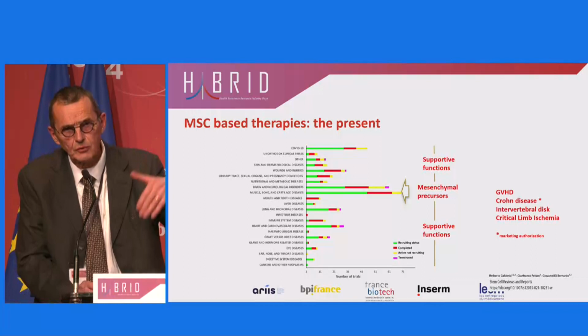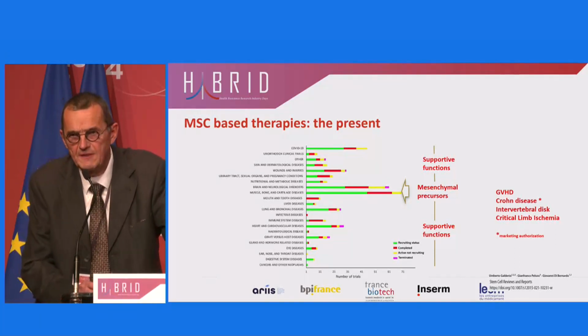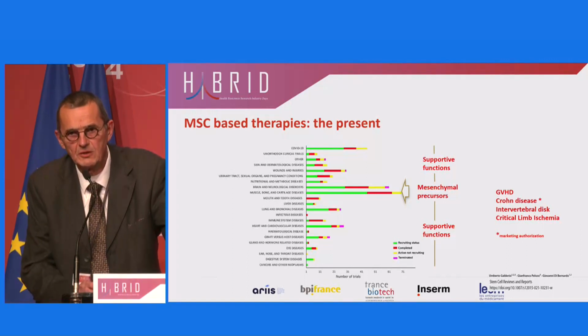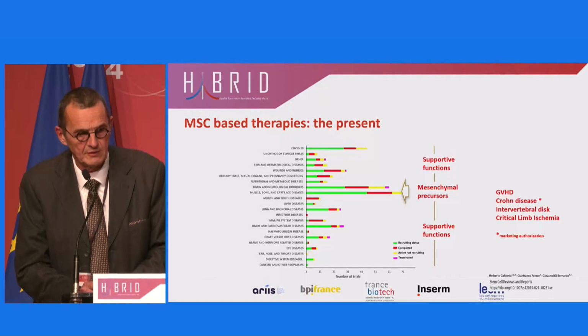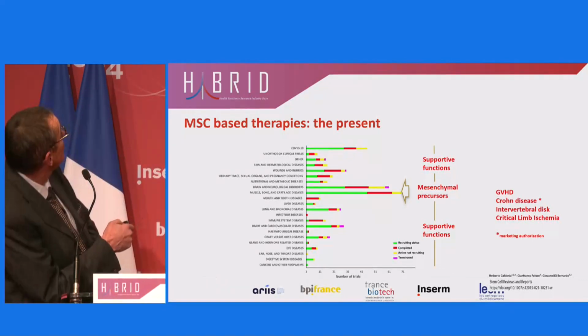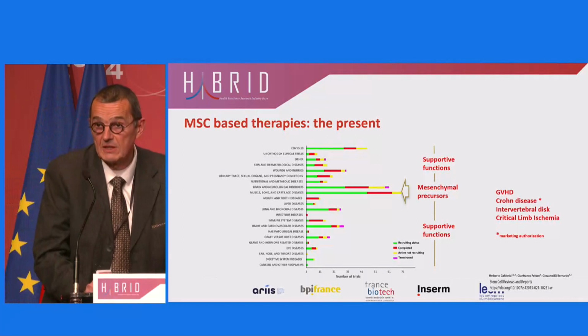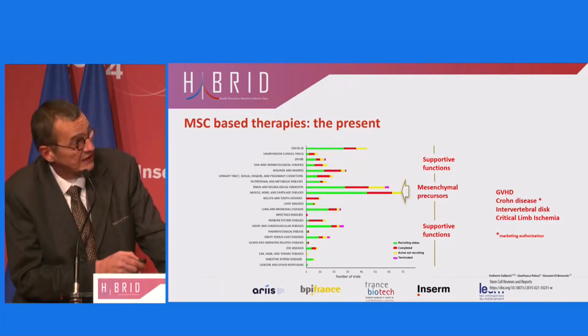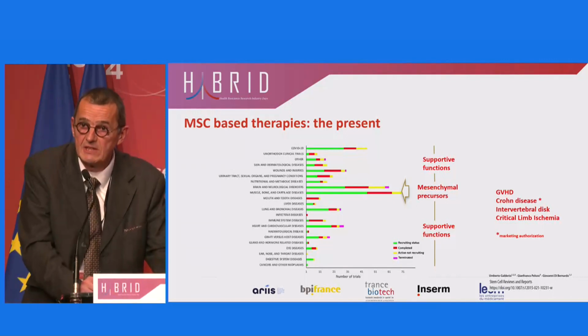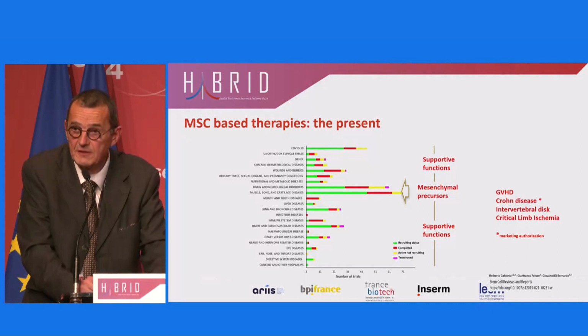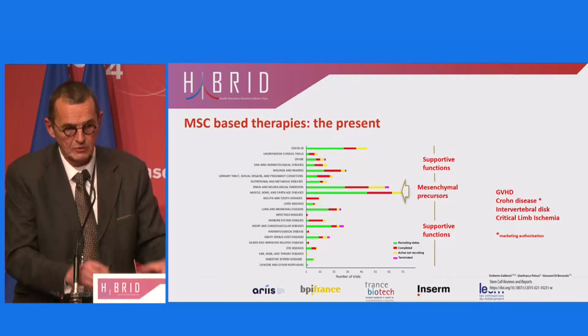if you try to make a picture of the clinical trials in the world, you see that most of clinical trials in the world in the field of MSC are clinical trials devoted to the supportive function. And you find different clinical trials involved in quite a large number of applications and disease, and you see here the use of MSC as mesenchymal precursors, and you see that the number of clinical trials is relatively limited. And if you go through the literature, it's clear that MSC are very effective, for instance, in GVHD. In Crohn's disease, you have a market authorization in this field. You have promising results in intervertebral disc and also in critical limb ischemia. So all context corresponding to the context of supportive function. So it's a picture of MSC.